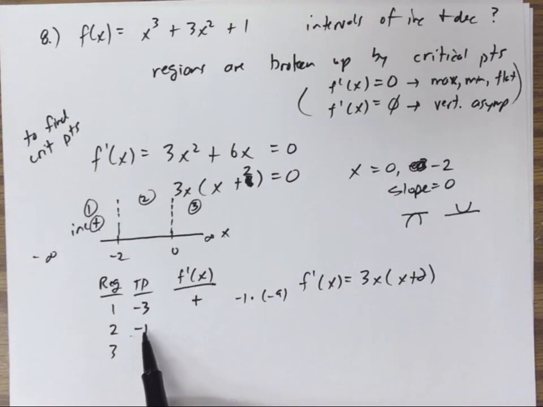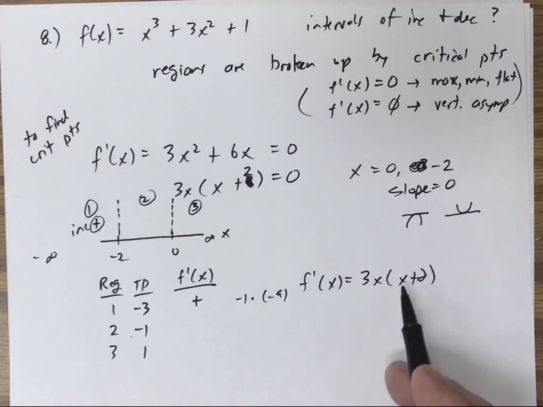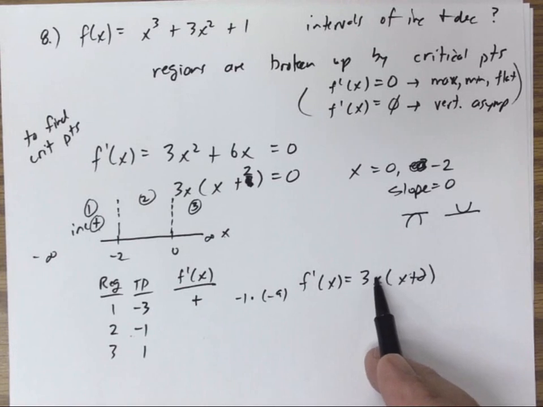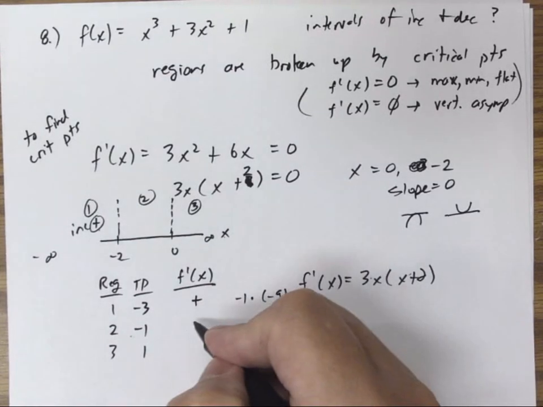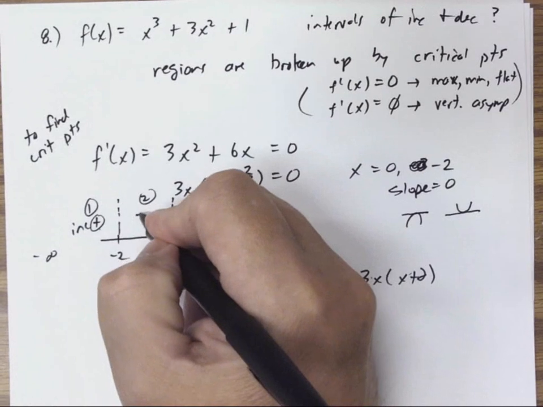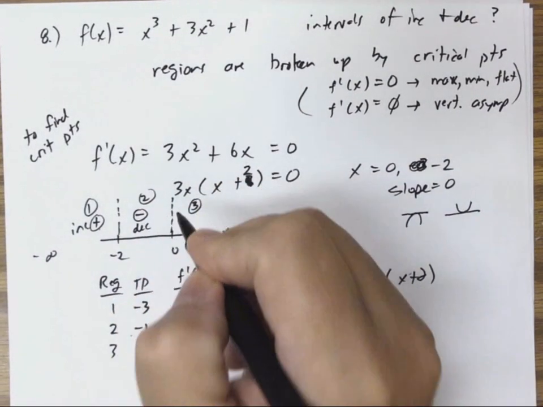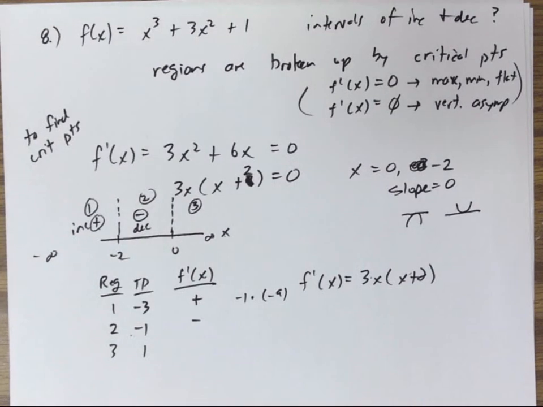Region 2, you can hopefully see if I plug in -1 for x, the parenthesis ends up being a +1. But then I got a -1 out here, so negative times a positive. Region 2 ends up being a negative region. So in region 2, my function or my equation or my graph is decreasing, it's going down.